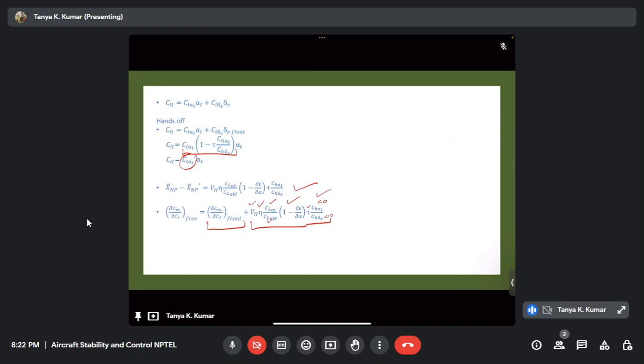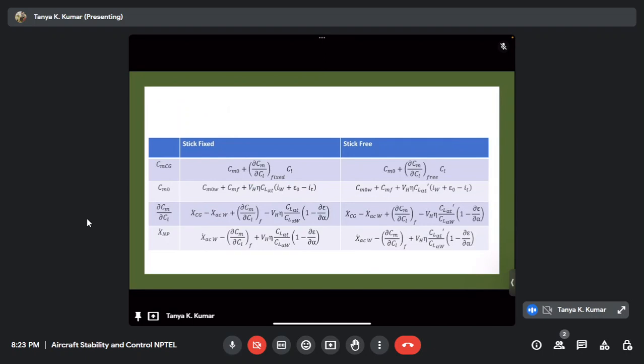We require dCm upon dCl to be negative: more negative, more stable; less negative, less stable. So to this more negative quantity, you are adding a positive quantity. This is less than 0, this is greater than 0. So it makes dCm upon dCl free less negative. That means the stick free stability is less than the stick fixed stability. So this is just a comparison between the stick fixed and the stick free case.